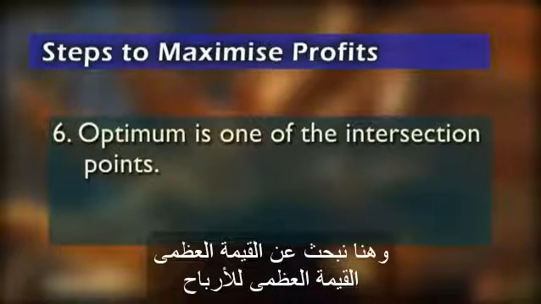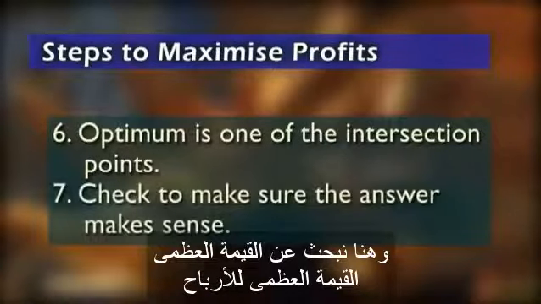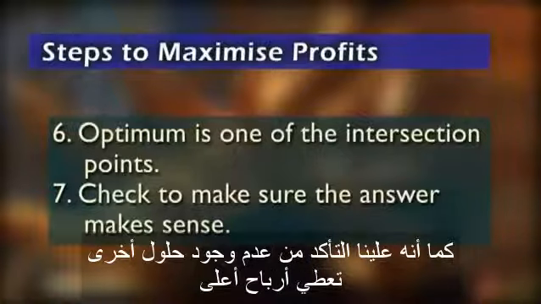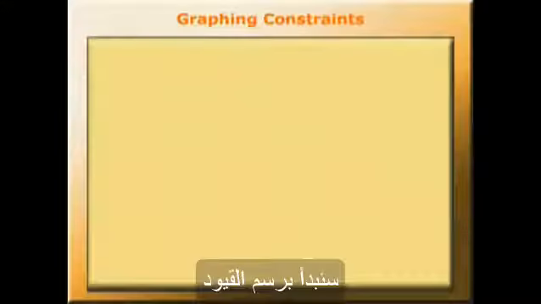In this case, we'll be looking for a maximum, that is, maximum profit. And 7th, our last step, will be to check that the final answer makes sense as a solution to the original problem. Are we sure that there isn't some other combination of chocolates that would make more profit while still meeting the constraint? We'll begin by graphing the constraints.